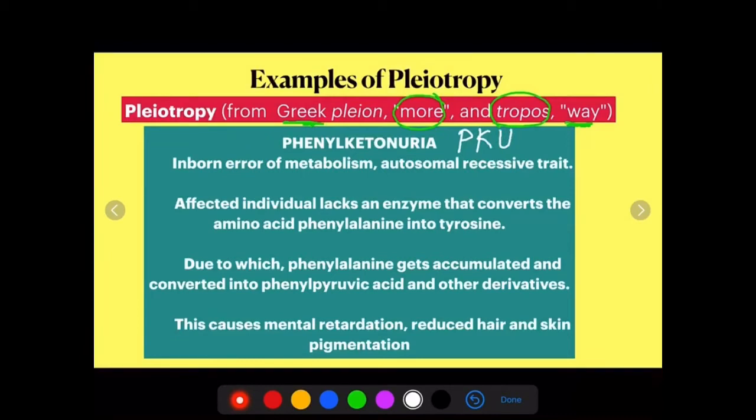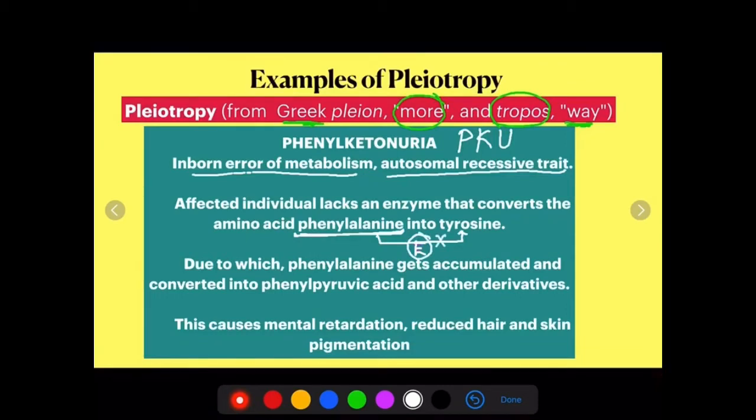It's not PQ, it's PKU, but you can remember from that. This is an inborn error of metabolism, and it is an autosomal recessive trait. It means it is caused when the gene becomes recessive. The affected individual lacks an enzyme that converts phenylalanine into tyrosine. So there is a conversion reaction in the body in which this phenylalanine amino acid is converted to tyrosine, and this requires an enzyme. But the gene is lacking for production of this enzyme.